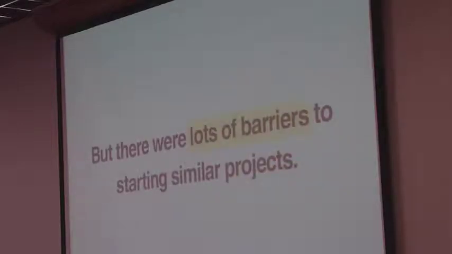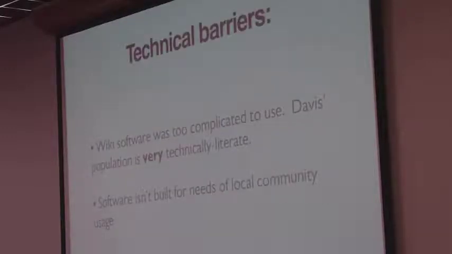So Davis Wiki is really cool, but the problem is there are lots of barriers for other projects to start over the years. One barrier is basically technical. The open source software that's out there is really difficult. Davis Wiki itself was really difficult to use. With Davis, you're dealing with an extremely technically literate population, I think the second most educated city in the United States, second to Cambridge. And they were maybe able to take on that burden, and now that it's so big, are willing to put up with the issues with the older, complicated software because it's so valuable.